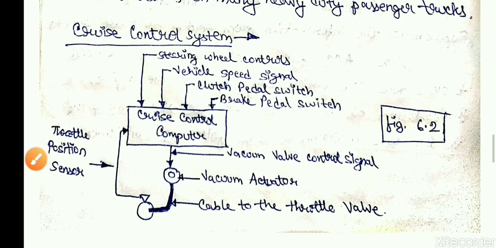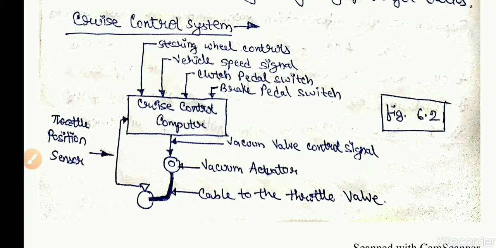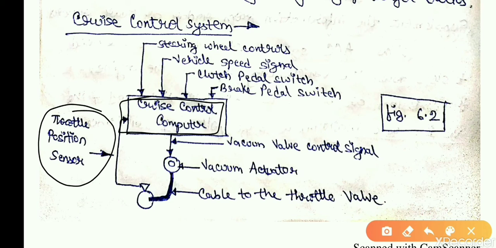Okay. Now see, next one is the cruise control system. That means how this system works. This is basically a brief block diagram of the cruise control system. It falls under the adaptive cruise control system. Now see, there is a cruise control computer like the ECU of a vehicle. There is a throttle positioning sensor which determines the throttle position. That means this actually regulates the speed of the vehicle.